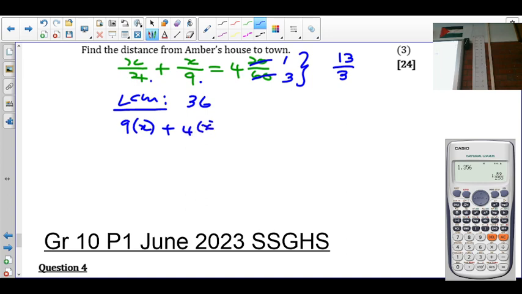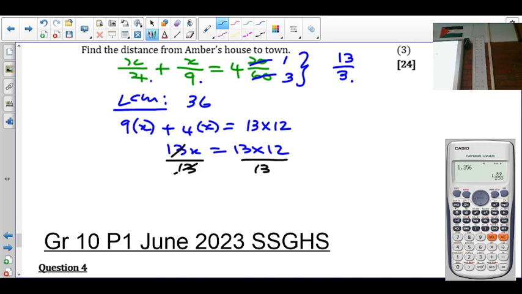So 9 into x, plus that times by 4, so it's 4 into x, is equal to the sum multiplied by 12. So it's 13 times 12. So 9x plus 4x is 13x is equal to 13 times 12, or you could have given it, I think, as 156. Both sides we divide by 13, of course. That cancels. So x, of course, is equal to 12. So she lives 12 kilometers from town.